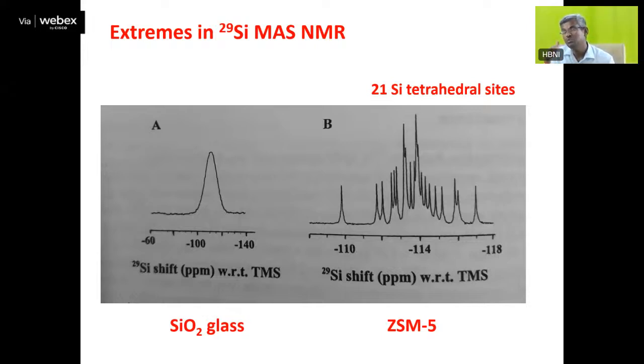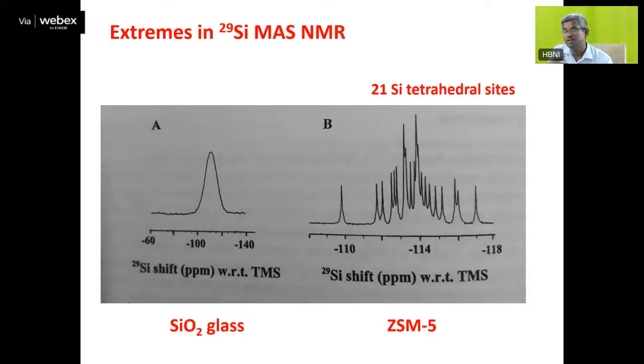So for that we need to go for higher and higher spinning speeds. But the problem if you go to higher and higher spinning speed is that you have to have smaller and smaller rotors, which we have discussed in the last class. So if you go for smaller and smaller spinner rotors, we have to go for 7 mm to 4 mm, 4 mm to 2.5 mm, and then 1 mm, etc.